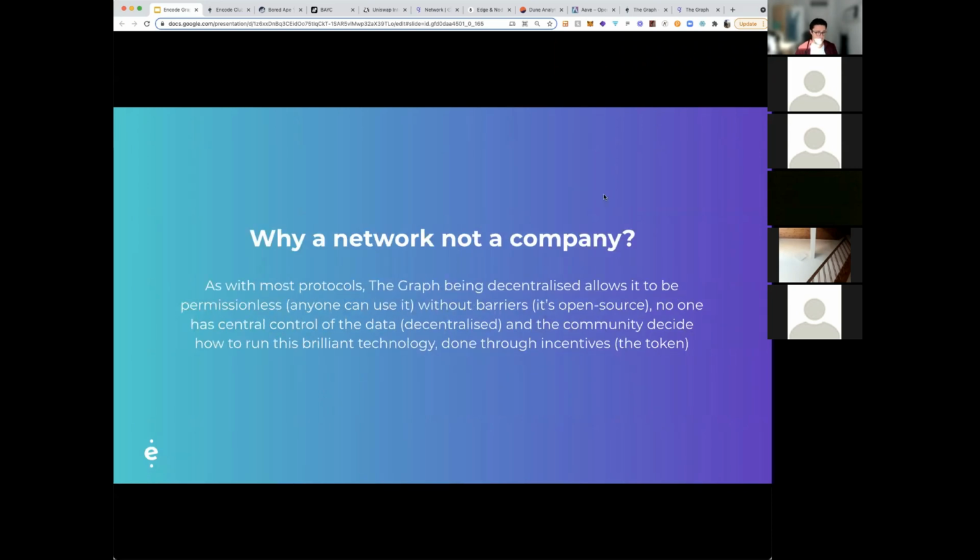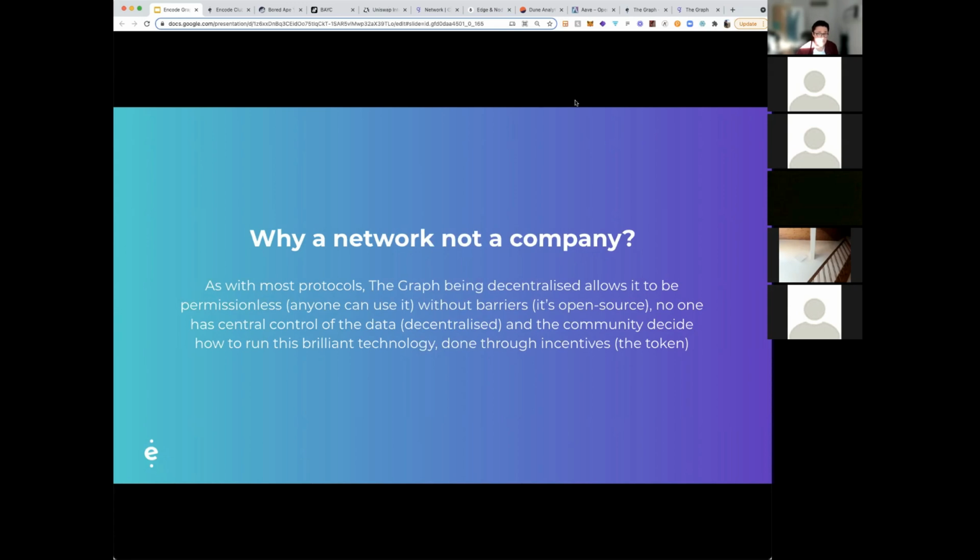Now I'm going to go into the thing that people are talking about: why is the Graph a network? I touched on it a little bit earlier. In general, the Graph is a network because, fundamentally, if you're going to use the Graph to get data about things going on a blockchain back into other decentralized applications, you want to be decentralized. You don't really want to be relying on centralized sources. So the graph itself needs to be decentralized, just in the same way that Chainlink itself needs to be decentralized.